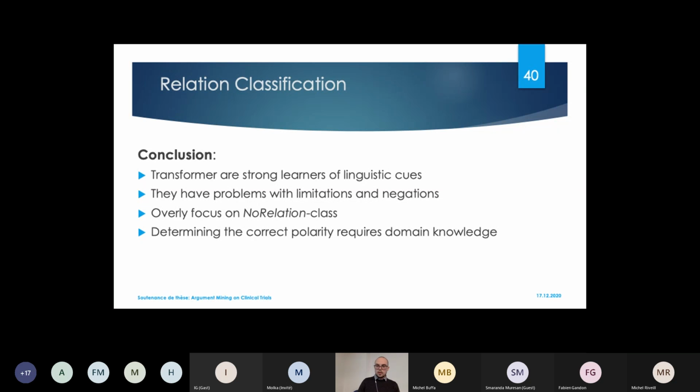And there's also a problem with the current version of the dataset where the attack relations are underrepresented. However, I also conducted some experiments with sampling and weighted loss functions, and this only increased the results marginally. So there might have to be a better way of modeling the components and relations classification, especially with respect to the polarity of relations. There is a need to include also domain knowledge, because increasing an outcome does not necessarily mean that it's wanted or beneficial.